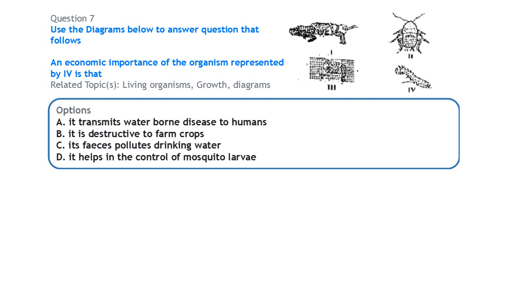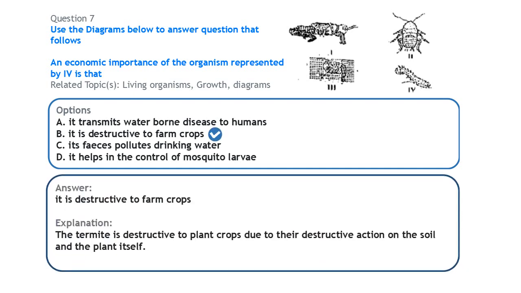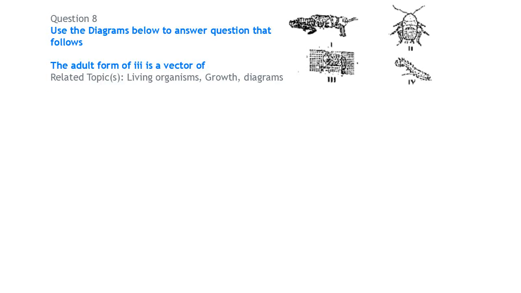Next, an economic importance of the organism represented by IV is that. The organism represented as IV here is the termite, and one of what it does is it destroys farm crops, which is why it is regarded as an agricultural pest. IV and I, the grasshopper, both of them are agricultural pests. So one of what it does is that it destroys farm crops.